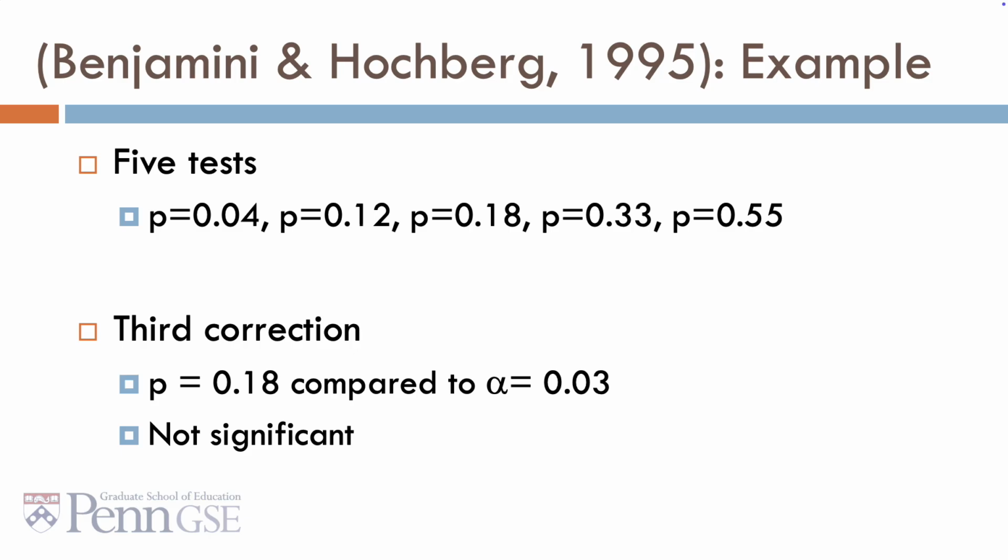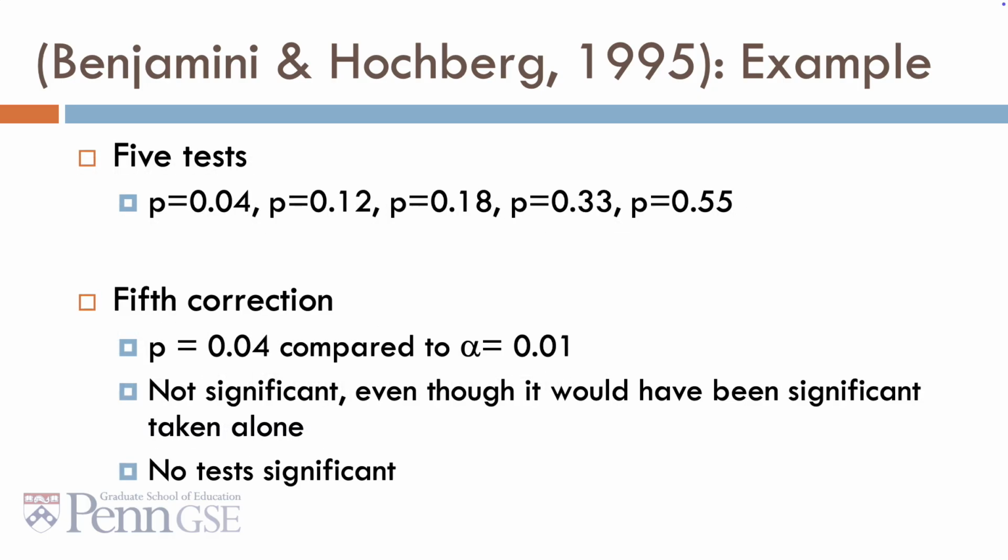Our third correction, p of 0.18 compared to 0.03, not significant. 0.12 compared to 0.02, not significant. And now our last one, p of 0.04, is compared to an alpha of 0.01. Alpha times 1 divided by n. Now, this one is not significant. If we'd run it alone, we would have been comparing to alpha of 0.05, but since that's our fifth in the Benjamini and Hochberg post hoc check, we're comparing it to 0.01. It's not significant. None of the tests are significant.